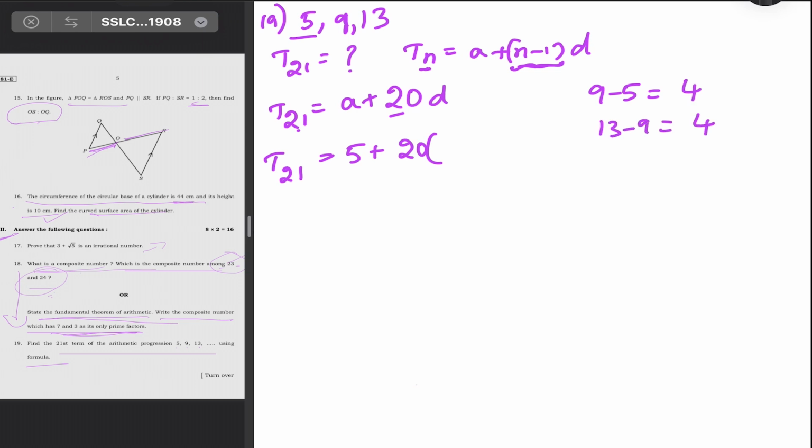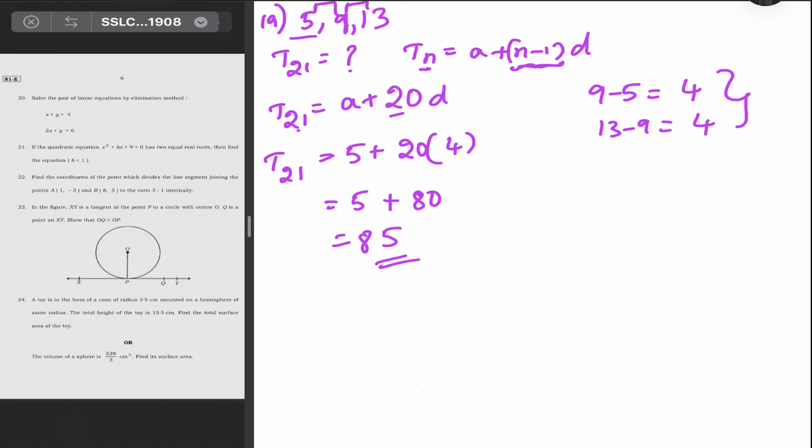So the difference between the successive terms is the common difference. It is 4. On simplifying, we get 5 plus 80, that is nothing but 85, which is the 21st term of the given AP.